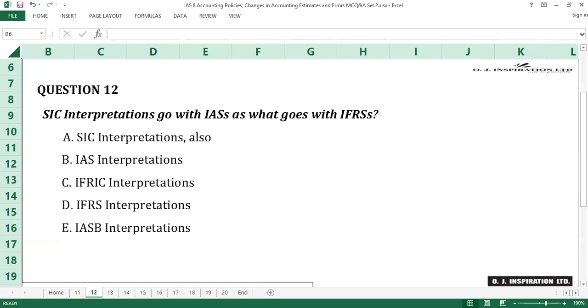Question number 12. SICs, the interpretations, go with IASs as what goes with IFRSs? A. SIC interpretations also. B. IAS interpretations. C. IFRS interpretations. D. IFRIC interpretations. E. IASB interpretations. Time counts.